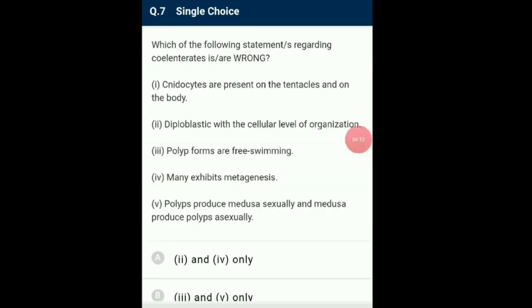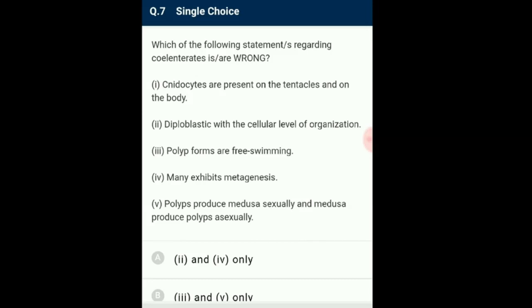Question number 7. The following statements regarding phylum Cnidaria traits are wrong. Phylum Cnidaria, also known as cnidarians, possess cnidocytes. These are stinging cells present on tentacles and throughout the body. This phylum shows tissue level organization and it is diploblastic as mesoderm is absent. Some organisms show metagenesis. These show two forms, that is polyp and medusa.